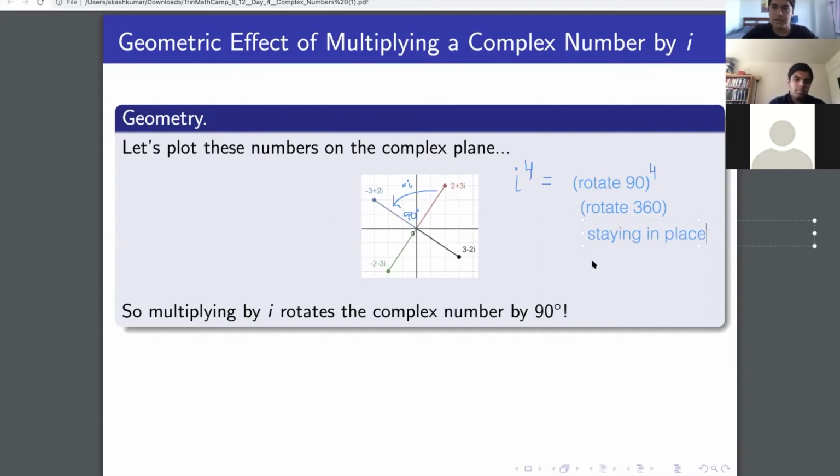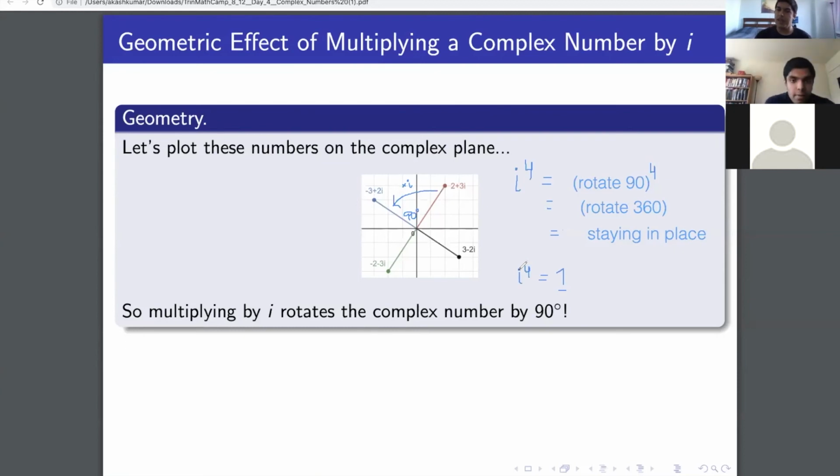360 degrees, you'll just end up exactly where you were. So then you get that i to the 4th geometrically is the same thing as staying in place. But if you remember way back when we were lifting i to some powers, we saw that i to the 4th equals 1. So we can see both geometrically and algebraically that multiplying by i to the 4th essentially does nothing.